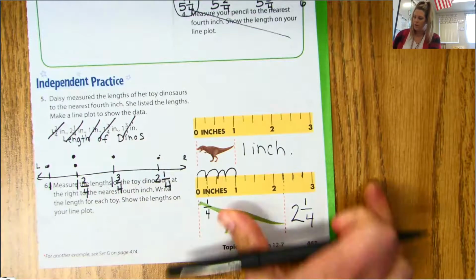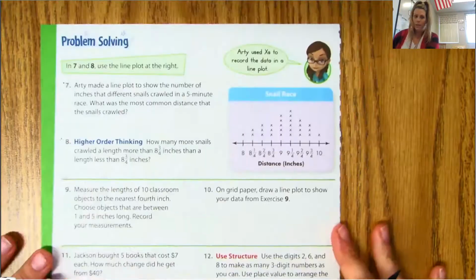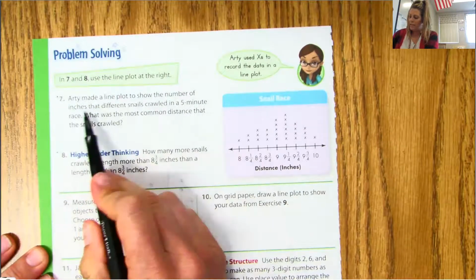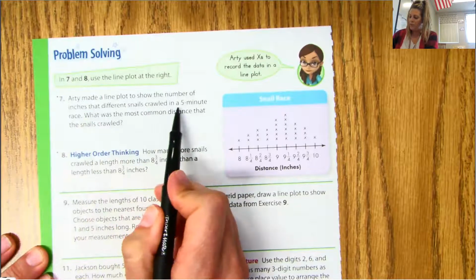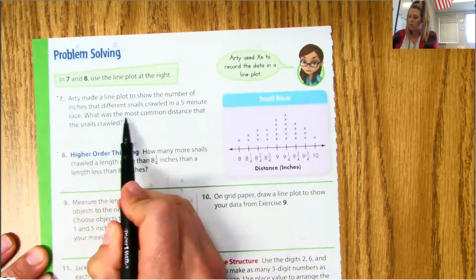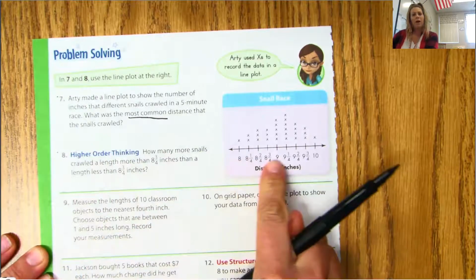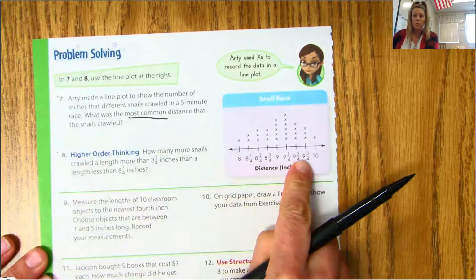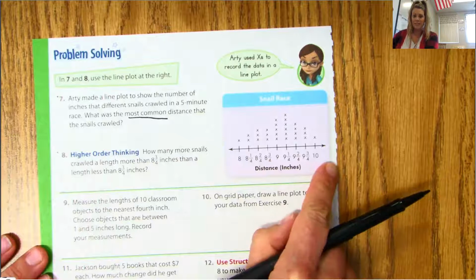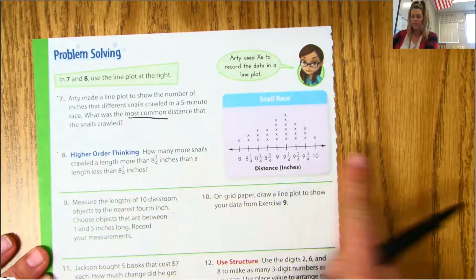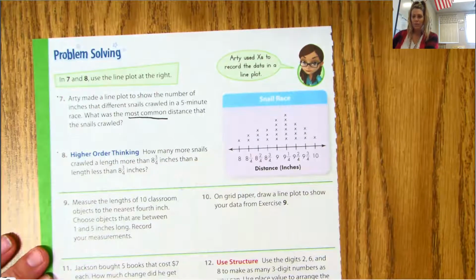All right, let's flip it over. We're going to do a couple more together. Already made a line plot to show the number of inches that different snails crawled in a 5-minute race. What was the most common distance that the snail crawled? So here's their line plot, the most common. So that means which one occurred the most? What distance had the most? That's where we can look at the longest tower. Where is the longest tower? Circle it.